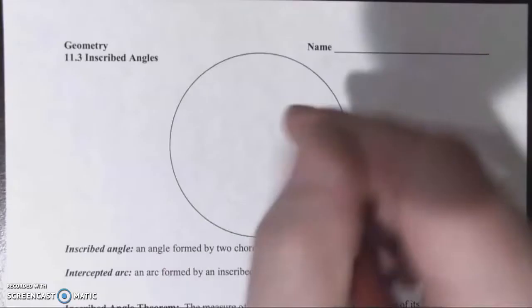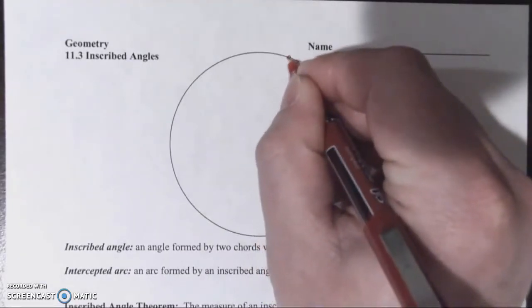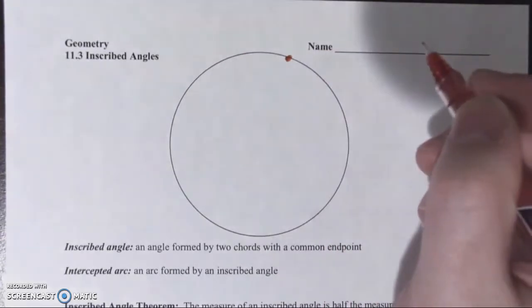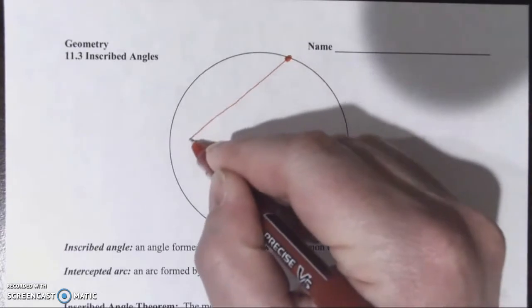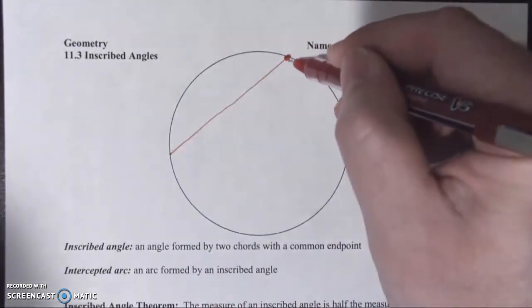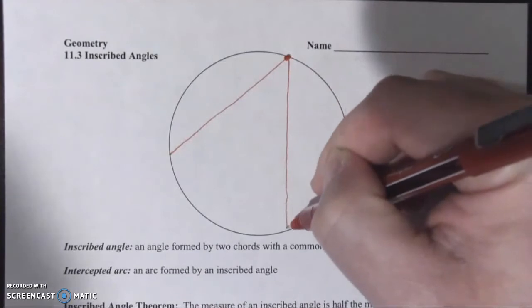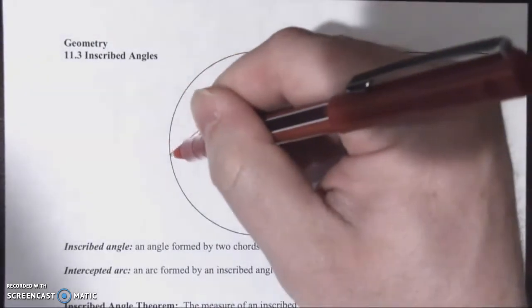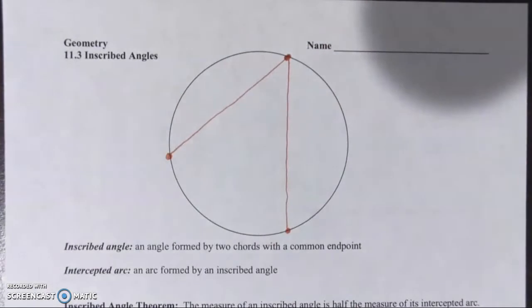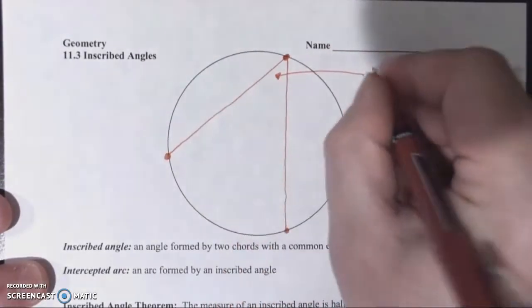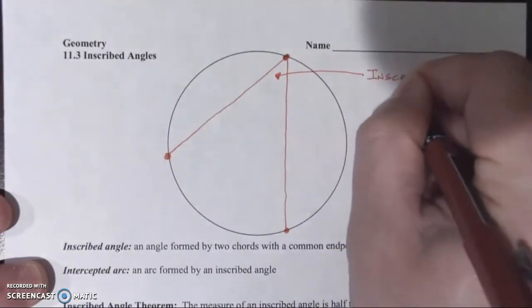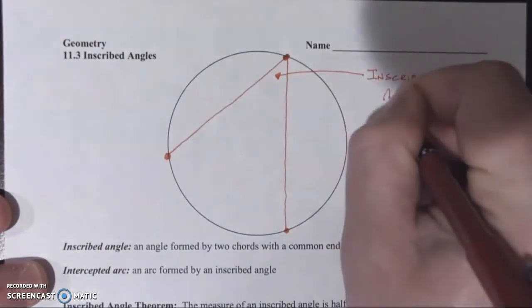Basically, we're drawing what's written down here to describe what an inscribed angle is. We're also going to give you a visual of that. So we'll put a point right here. This is going to be that common endpoint that is referred to down here. We're going to draw two chords. There will be one chord, and sure enough, here is another chord. Okay. And as you see below, it says that an inscribed angle is an angle formed by two chords with a common endpoint. That means this angle here would be classified as an inscribed angle.